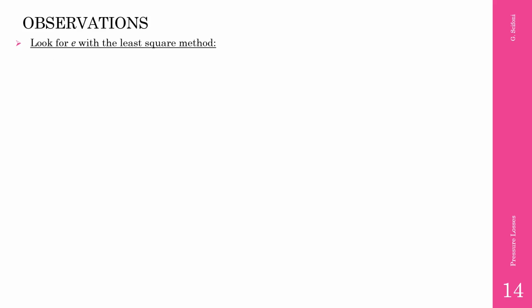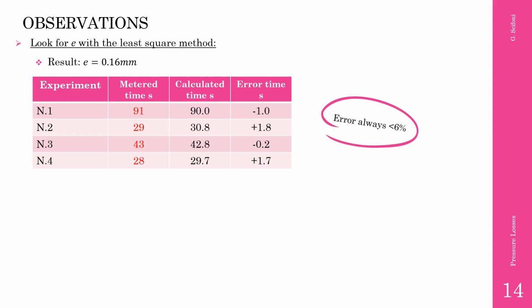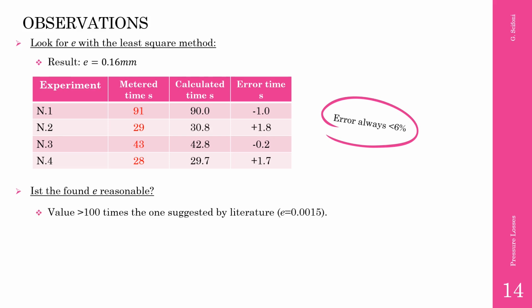We look for this value by using the least square method, and the result says 0.16 mm. In such a case, the error is always less than 6%. Question: is this found value reasonable? Actually, this is more than 100 times bigger than the one suggested by literature.